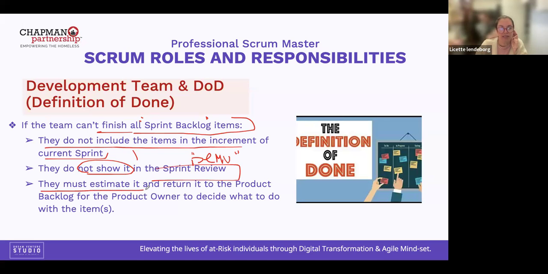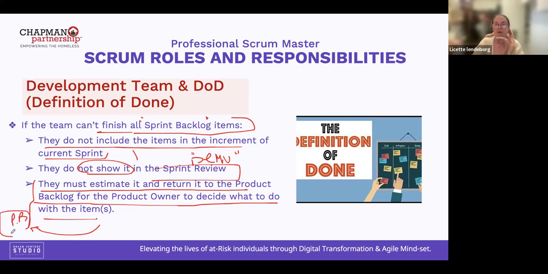They must estimate it and return it to the product backlog for the product owner to decide what to do with the items. That is clear, though nobody wants to do that. Okay, Lisa, but we spent 3 hours on that. Please give me credit for 50% of the item. No way, that's not how it works. We need to return the item to the product backlog so we can estimate the item or the user stories one more time from scratch.